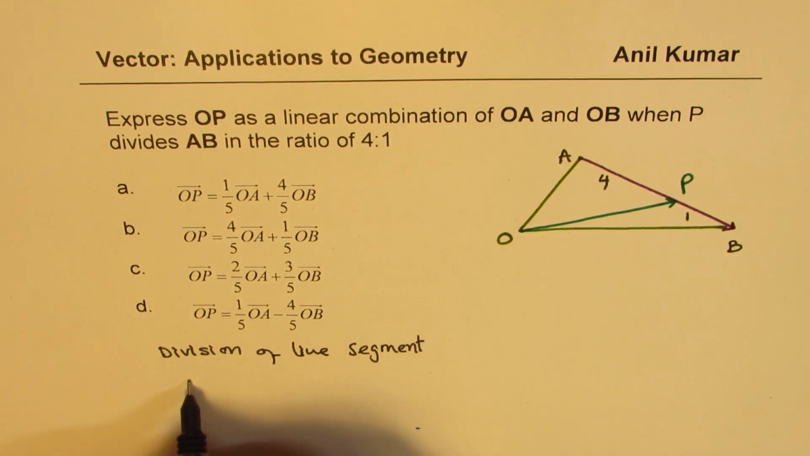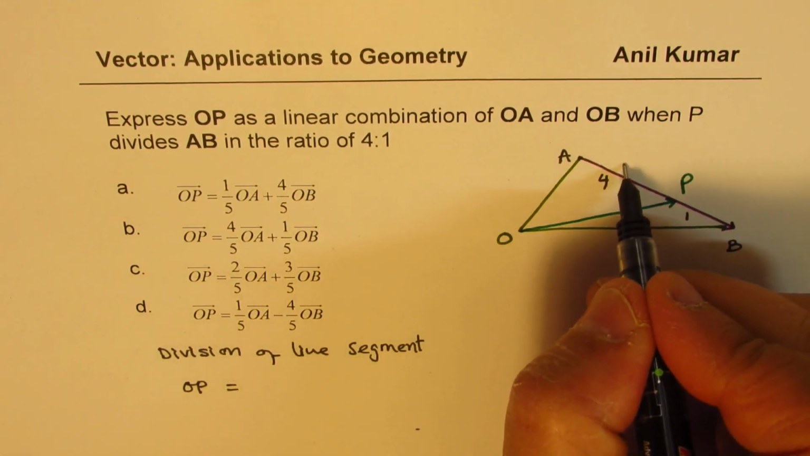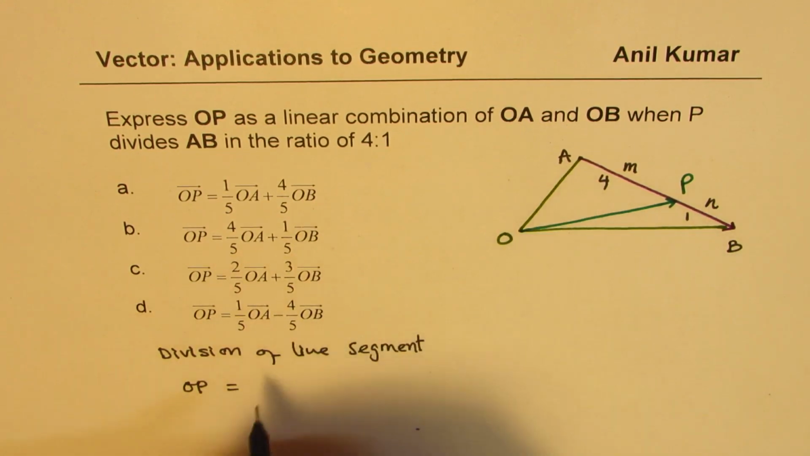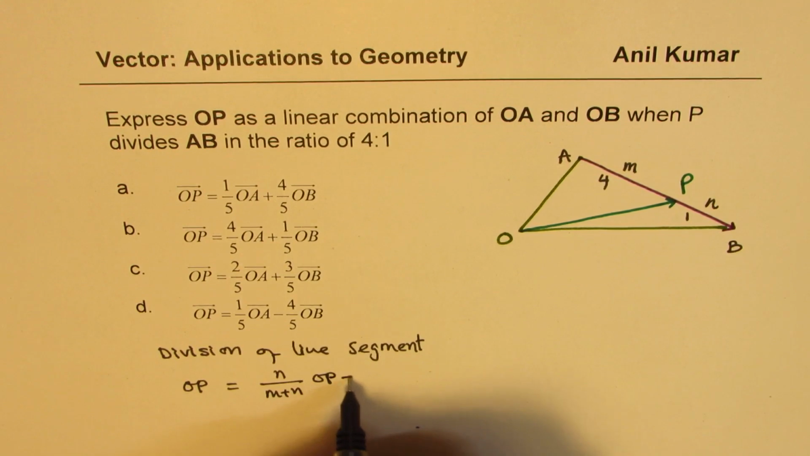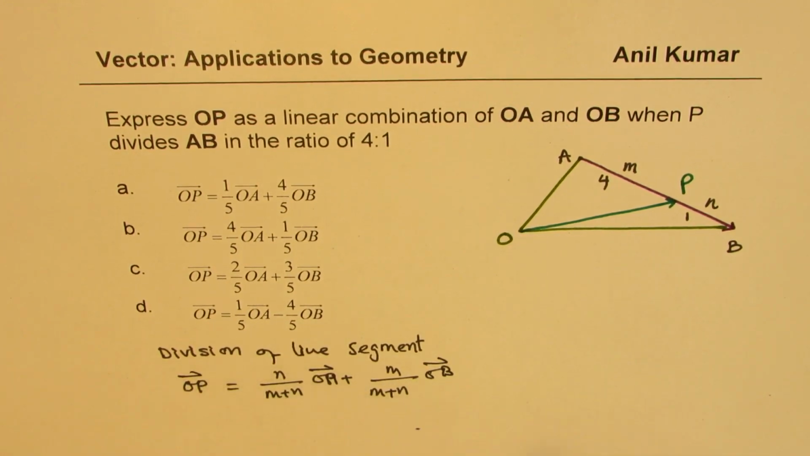So the line segment formula is that OP should be equal to this ratio. If this is M is to N, in that case, OP equals N over M plus N times OA plus M over M plus N times OB. So that is the segment formula which you can utilize and then get the answer. That is one way of doing it.